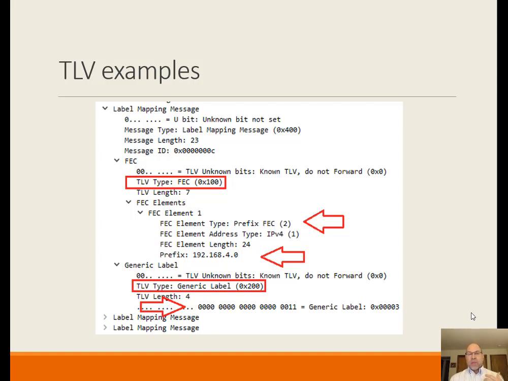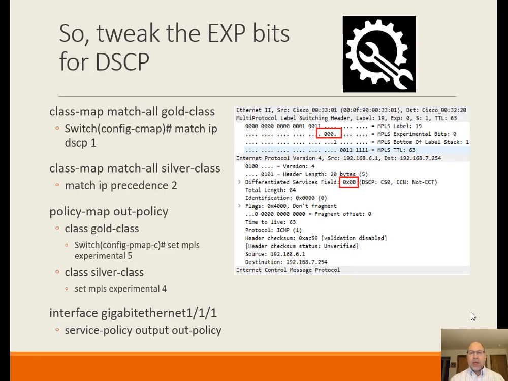You put together the TLV type, and then if there's any additional information, you have element information, and then you provide the actual details or the information provided with that particular mapping message. And that's how you put it all together. So if we were doing something like DSCP, we would tweak the EXP bits, or what we now know to be the precedence bits, if we weren't using the label alone to describe what we're going to do on our policy.